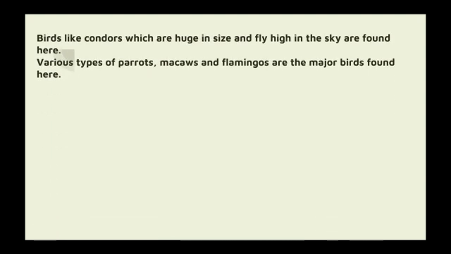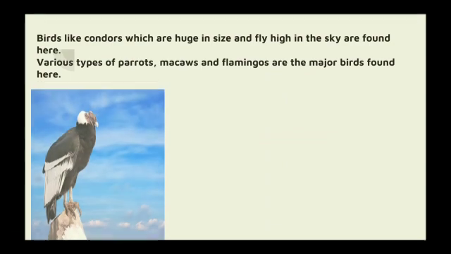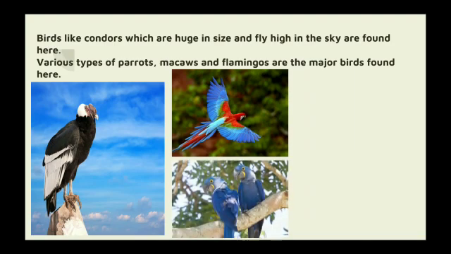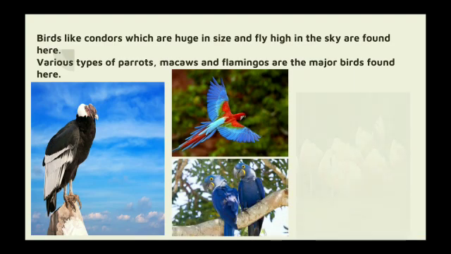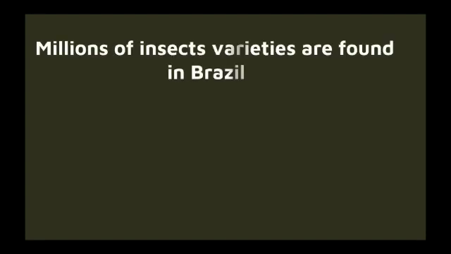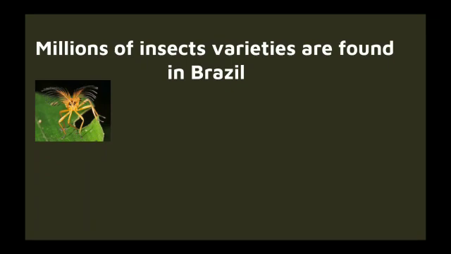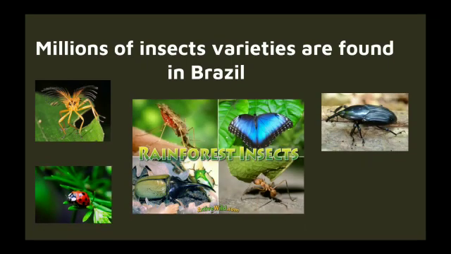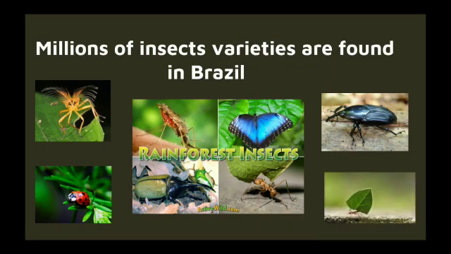The birds like condor, which are huge in size and fly high in the sky, are found here. This condor comes in the vulture community. Various types of parrots, macaw, flamingos are the major birds found here. Insects. Because of evergreen forest, grassland, dense vegetation, hot and humid climate, Brazil has become a favorable ground for the insects to breed. So we find millions of insect varieties over here.